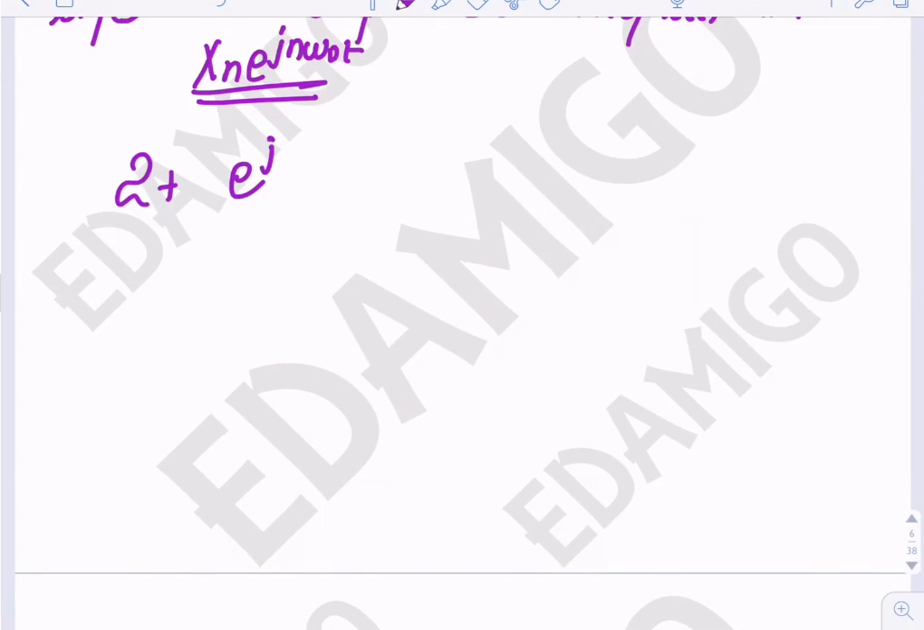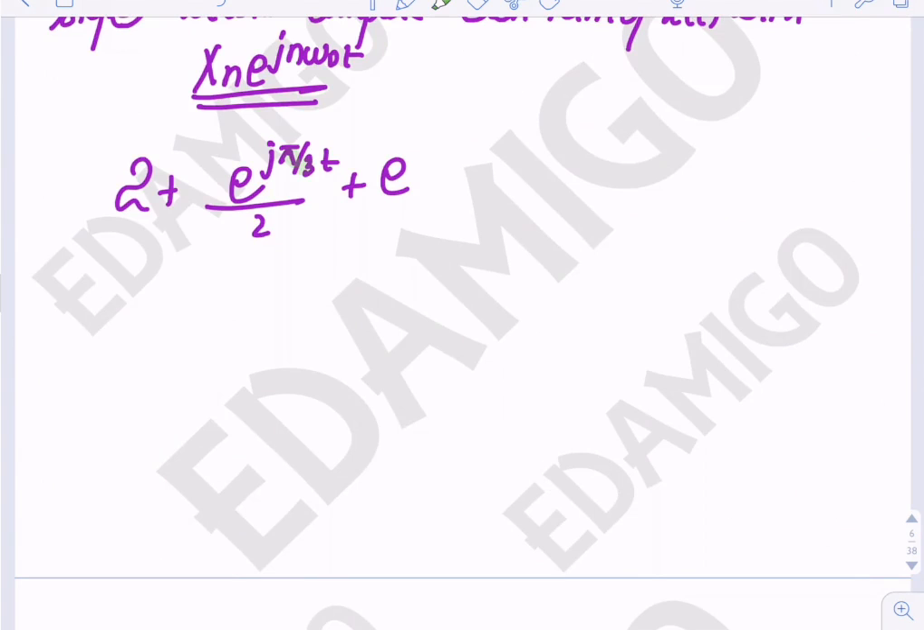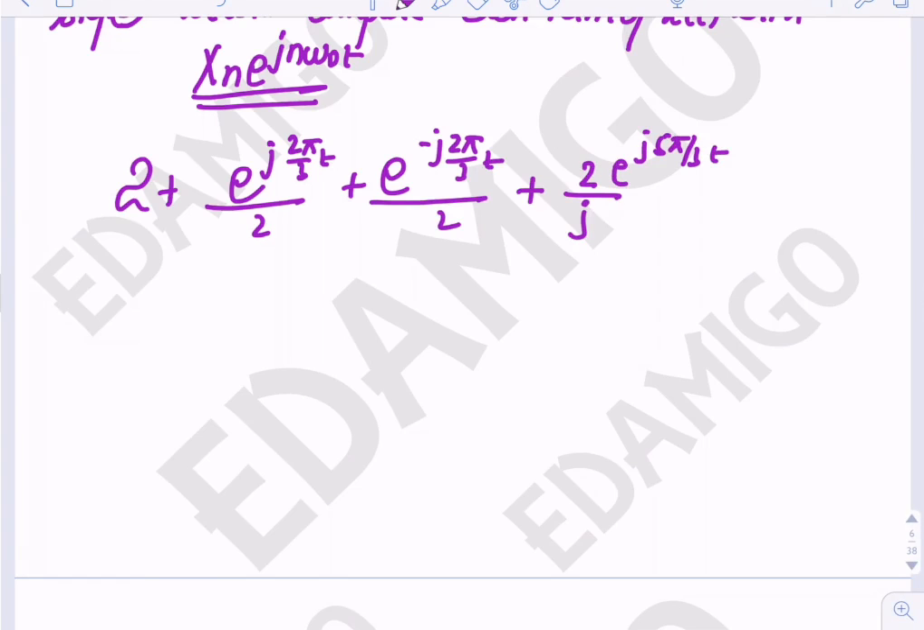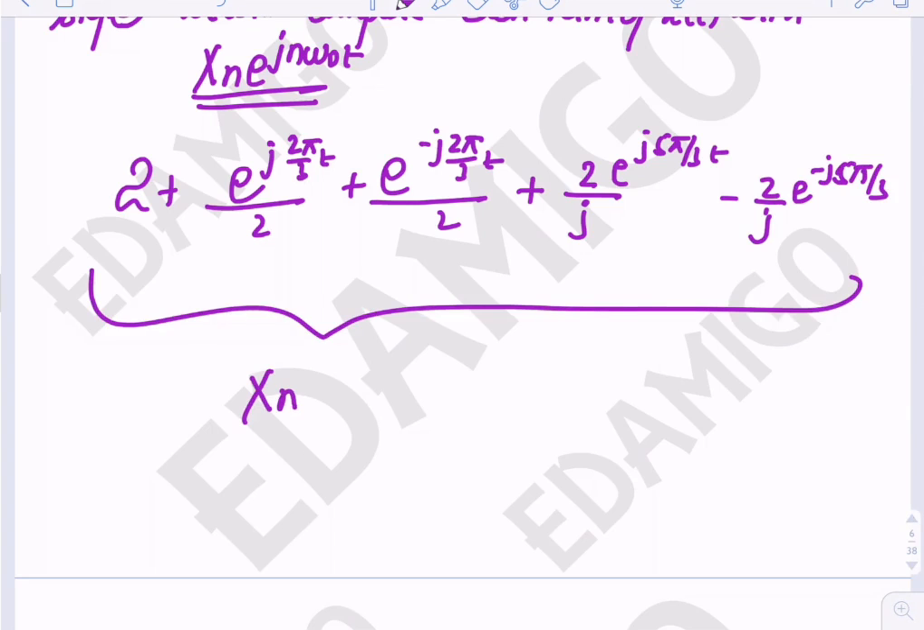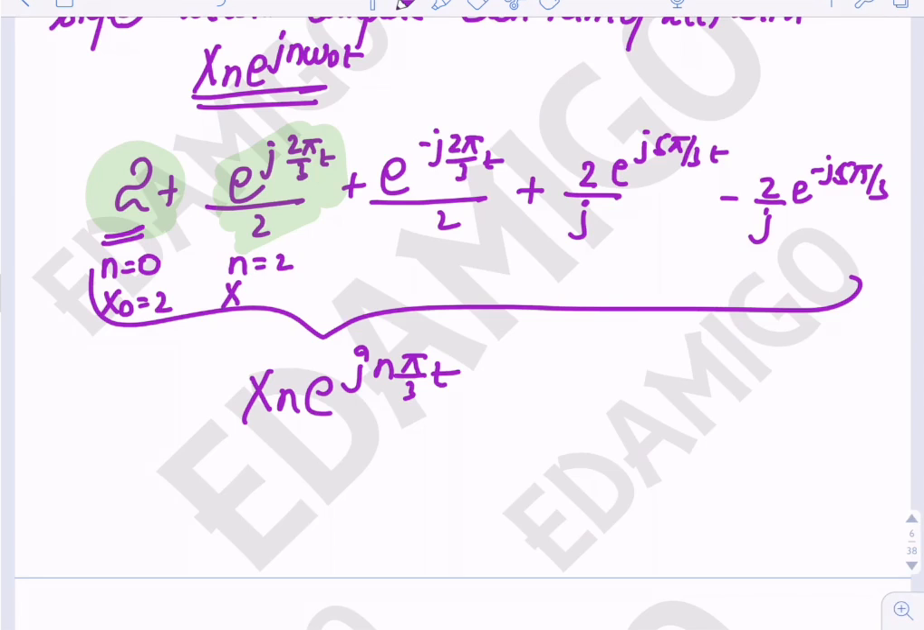So it is 2 plus e to the power j 2 pi by 3 t divided by 2, plus e to the power minus j 2 pi by 3 t divided by 2, plus 2 upon j e to the power j 5 pi by 3 t, minus 2 upon j e to the power minus j 5 pi by 3 t. Now we will compare each term with x_n e to the power j n pi by 3 t. Since there is no exponential in the first term, it will be e to the power j 0. So we can say that n is equal to 0 and x0 will be equal to 2. By comparing with the next term, we can see that n will be equal to 2, and we can say that x2 will be equal to 1 upon 2.